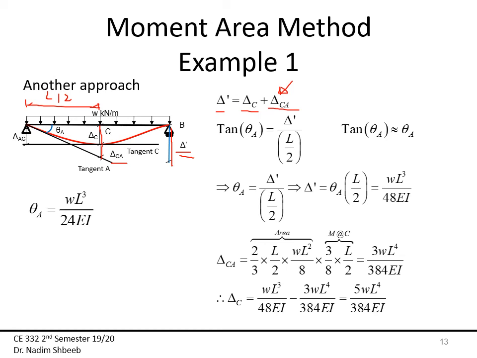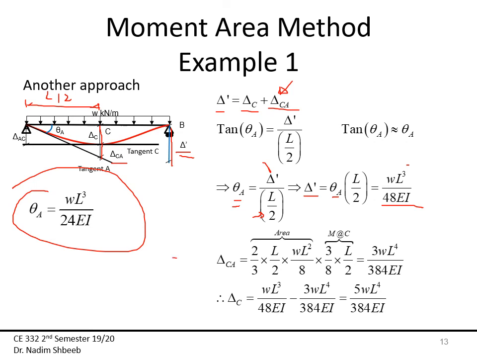And we know for small angles that tan theta A is equal to theta A. Then that means that theta A is equal to delta prime over L over 2, which means that delta prime now is going to be equal to theta A times L over 2, and that will be WL cubed over 48 EI. And just to remind you that theta A, and we got that from the previous question, two slides back actually, is WL cubed over 24 EI.